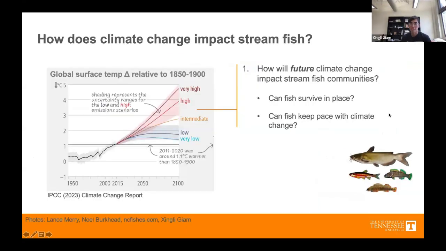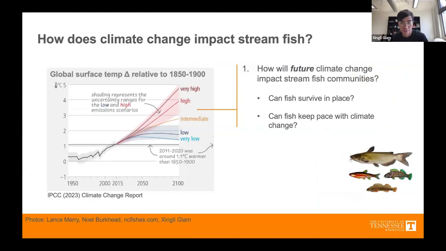So the question I'm interested in is, how does climate change actually impact stream fish? One thing that we often would study in terms of climate change is, how will future climate change impact stream fish or other communities.